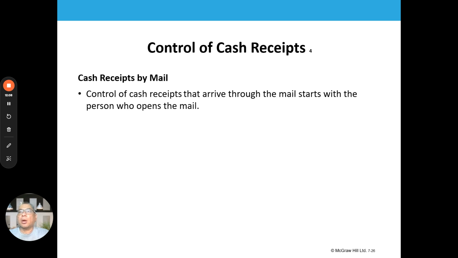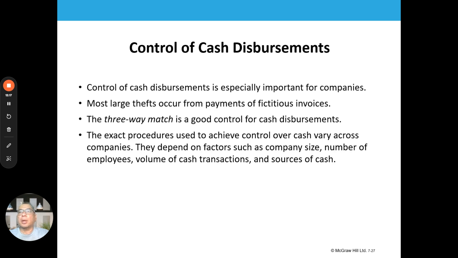Okay, control of cash receipts by mail. Receipts arrive through the mail. Start with the person who opens the mail. Okay, that's a control. Control of cash disbursements. Control of cash disbursements is especially important for companies.